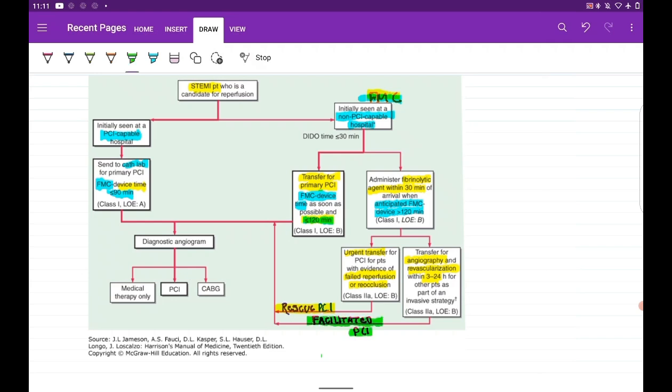Once the patient is inside a cath lab, in rescue PCI or facilitated PCI, a diagnostic angiogram is done, followed immediately by PCI. These days, there is no role of CABG in management of STEMI. PCI is the most important treatment and is the default treatment if it can be done within 2 hours.